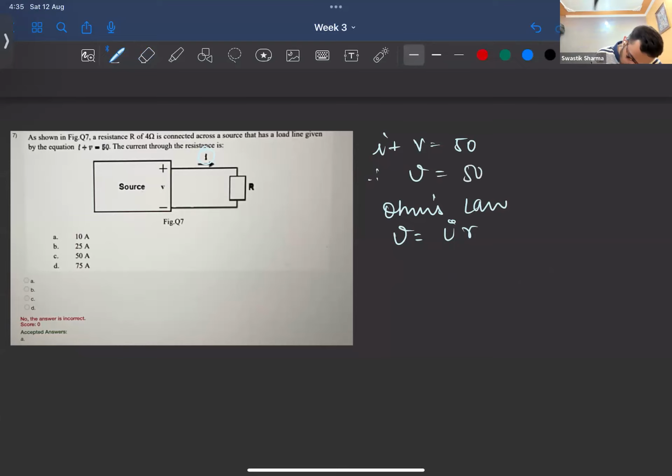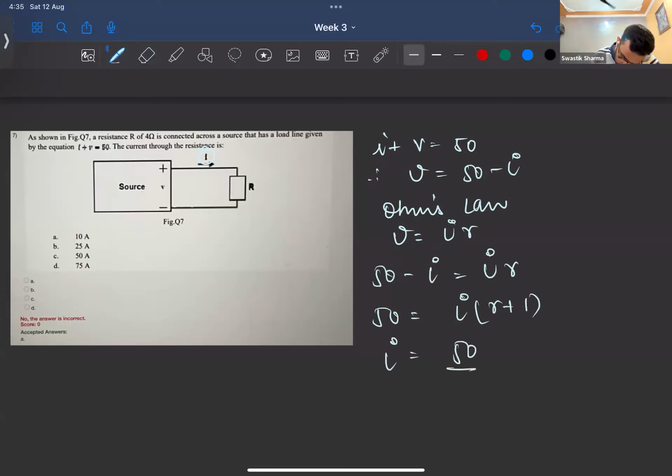V is equal to 50 minus I, so 50 minus I is equal to IR. 50 is equal to I into (R plus 1). I is nothing but 50 upon R plus 1, which is how much? R is given as 4. So I is nothing but 10 amperes.